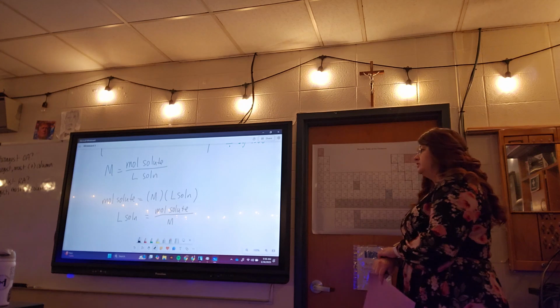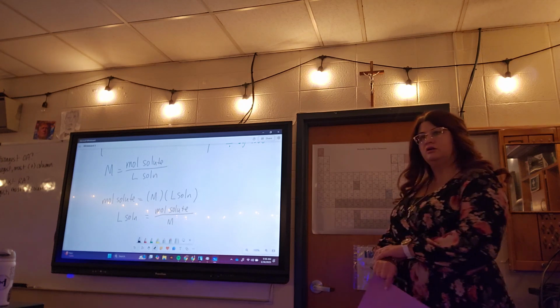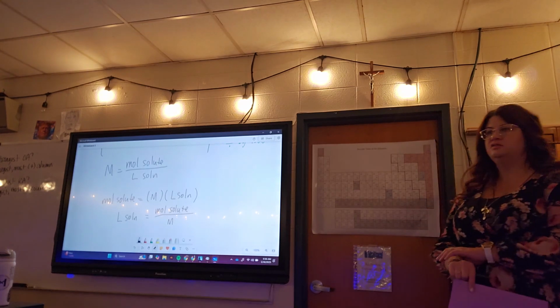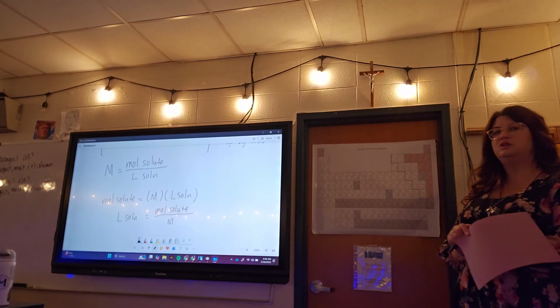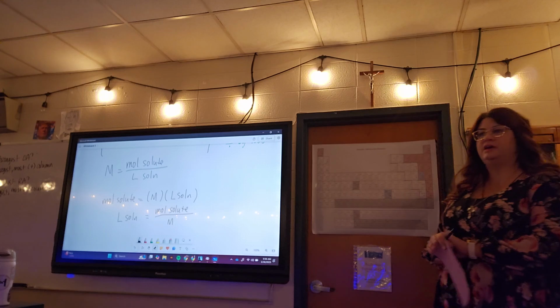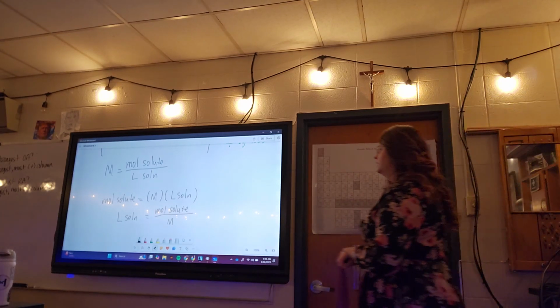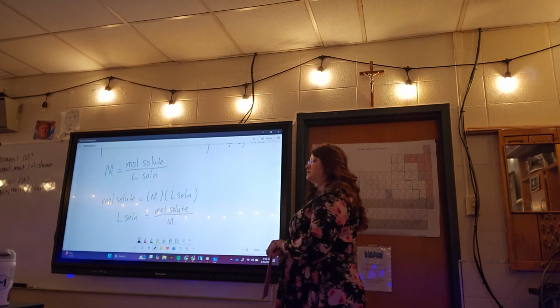It's really important that your M's look like capital M's because there's another unit of concentration that's not on your purple sheet that's abbreviated little m, and it's not the same. So it is case specific.